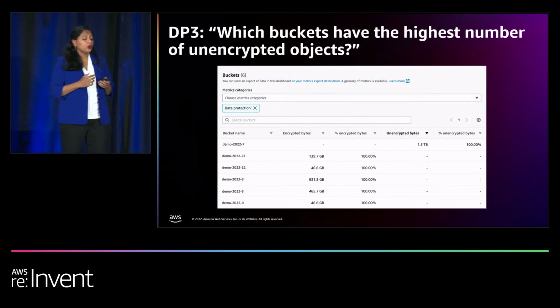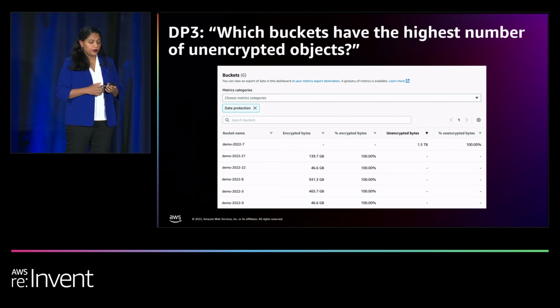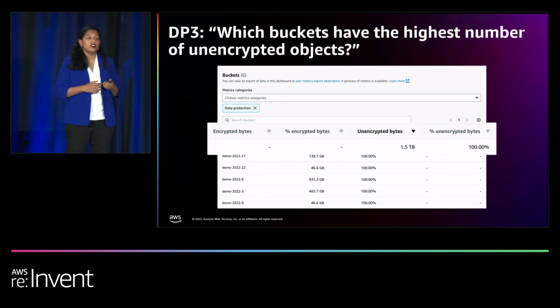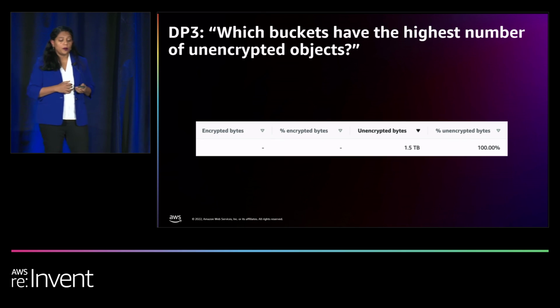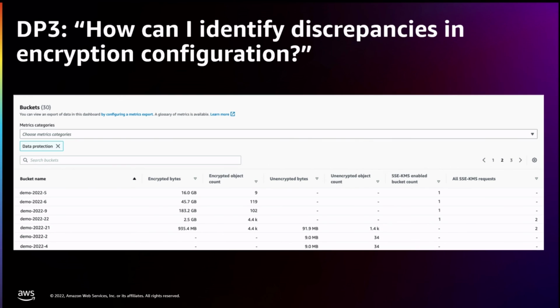With Storage Lens, you can quickly pinpoint which buckets have unencrypted data. Here, the encrypted bytes include any type of SSE encryption that you may have enabled on the bucket. For example, you will notice that I have a bucket which has 1.5 terabytes of unencrypted bytes, impacting all the objects in the bucket. With Lens, we've also added metrics for SSE-KMS. You can assess whether the required buckets in your account have SSE-KMS enabled. You can also check how many SSE-KMS requests are being received by the buckets in your account.